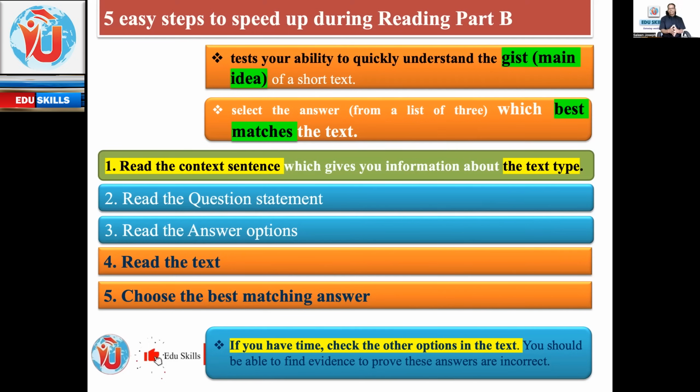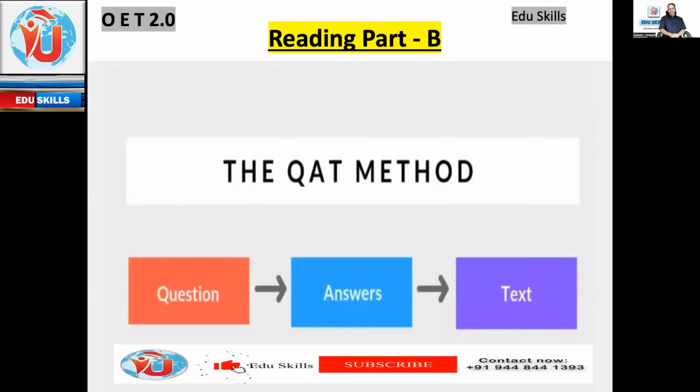Read the context sentence, read the question statement, read the answer options, read the text, choose the best matching answer. The method is QAT: question, answer, text. First we have to read the question statement, then read the answer options and the text. Whereas in Part C, it will be just the other way about: question statement, text, and answer. That will be the QTA method. Whereas in Part B, it is the QAT method.